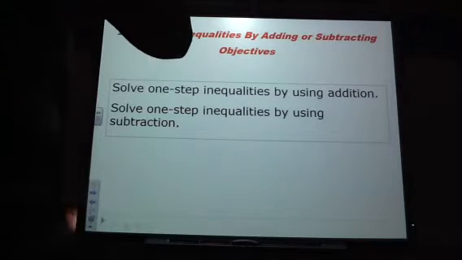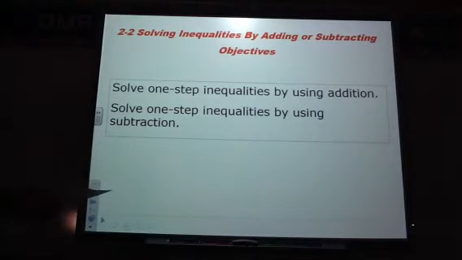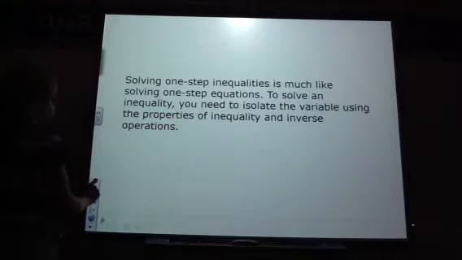Alright guys, today we're going to do 2-2, solving inequalities by adding or subtracting. Our objectives: solve one-step inequalities by using addition, solve one-step inequalities by using subtraction.